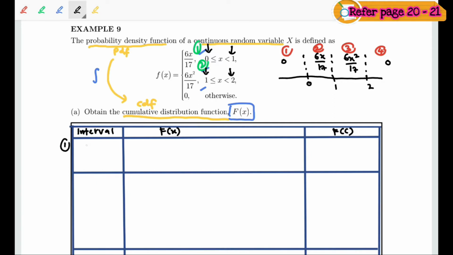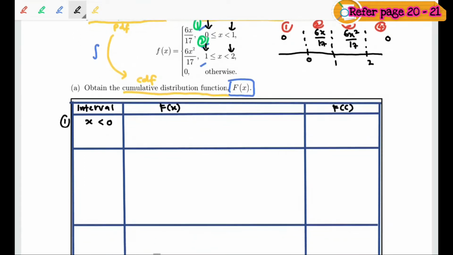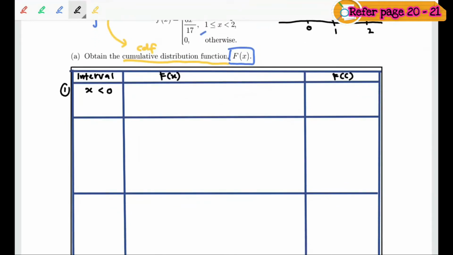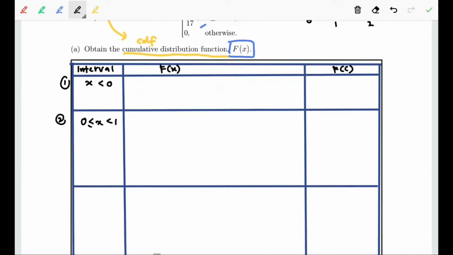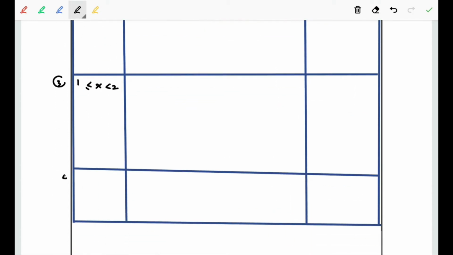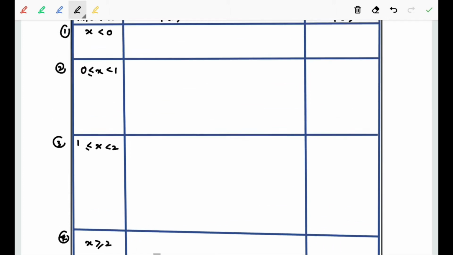The first interval is for x less than 0. I'm going to write down the four intervals first. So x less than 0, followed by x greater or equal to 0 and less than 1, followed by x greater or equal to 1 and less than 2. And lastly, the fourth interval is for x greater or equal to 2.